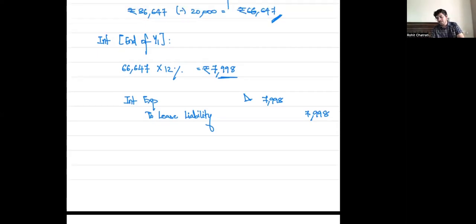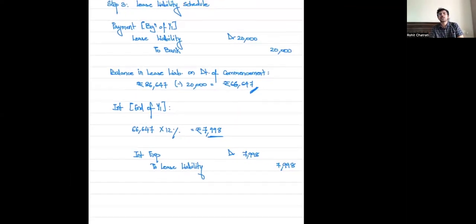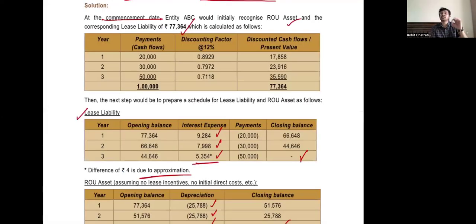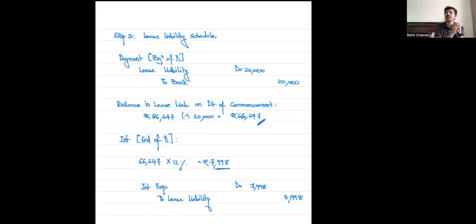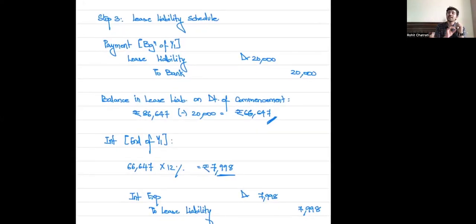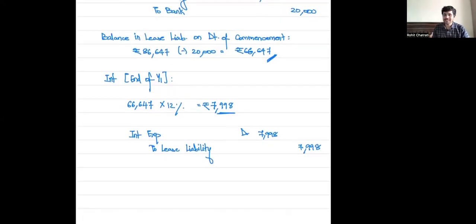In illustration 30, because we were making payments at the end of each year, I first recognized interest. I recognized interest on 77,000 because 77,000 was the total borrowing outstanding throughout the year. But in this case, as soon as I recognized a borrowing of 86,000, I actually repaid 20,000. So the outstanding borrowing throughout the year is only 66,647, and I recognize interest on 66,647.